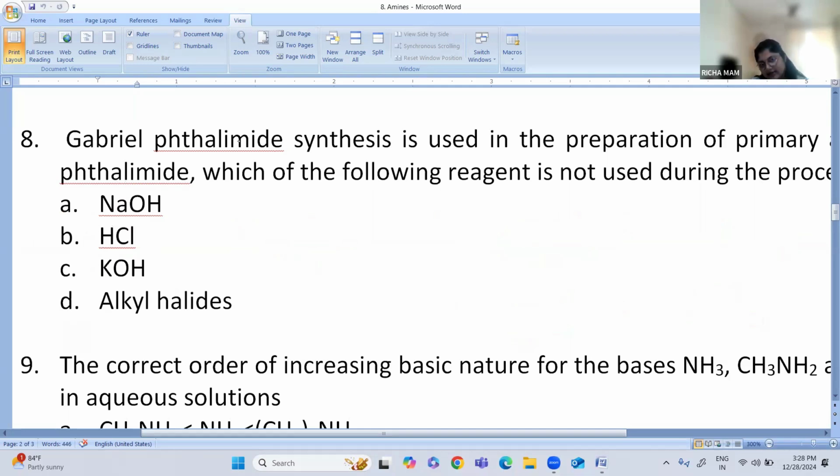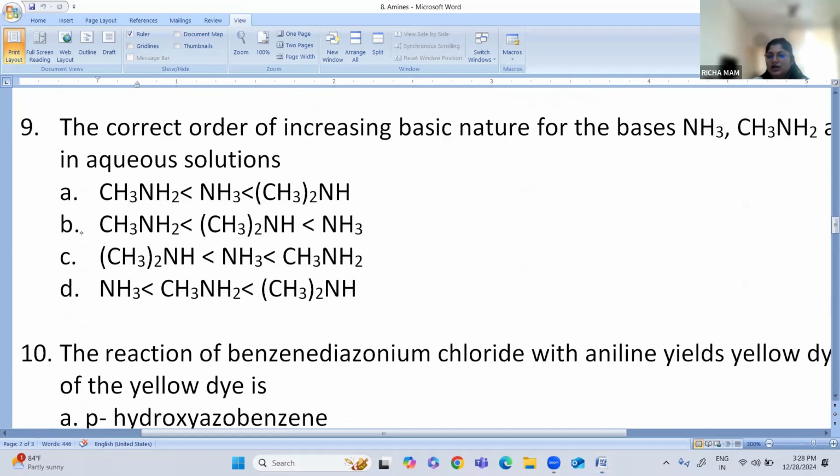Okay, Hofmann bromamide degradation is also very important for board exam and from the CET point of view. They can ask you based on applicative type of questions.